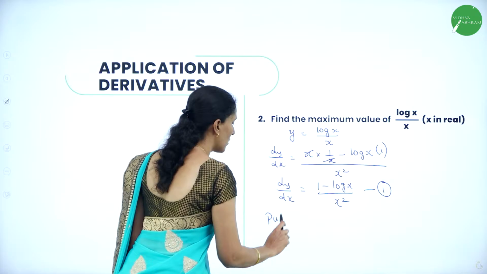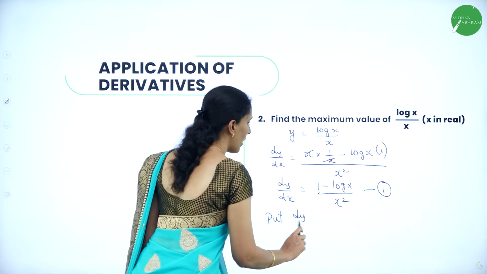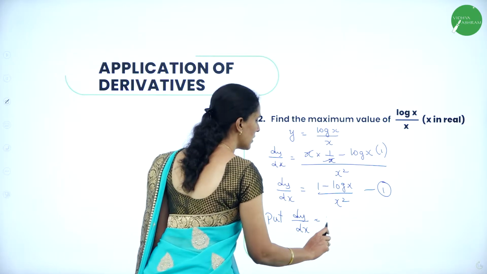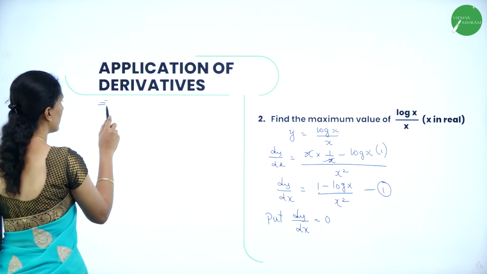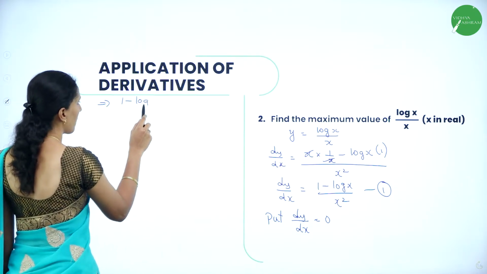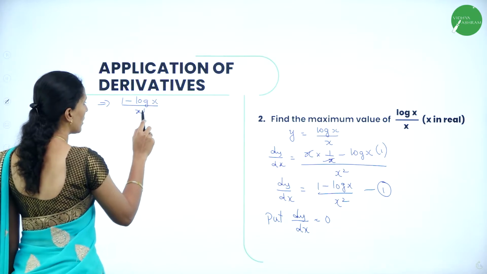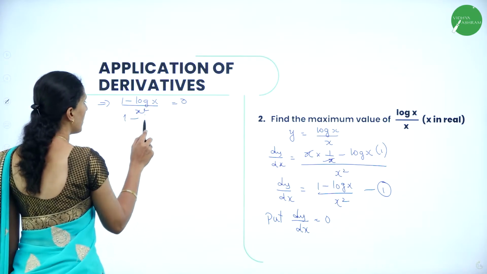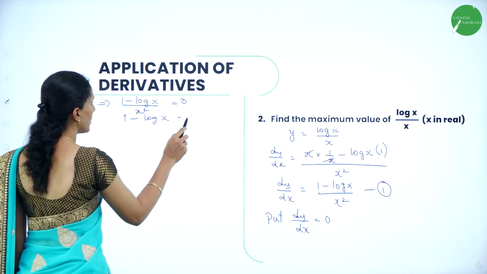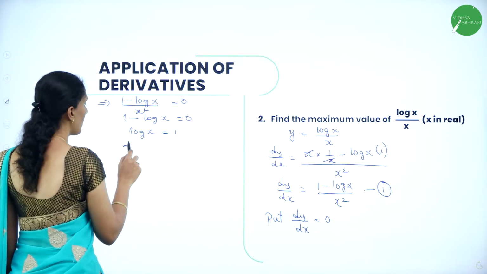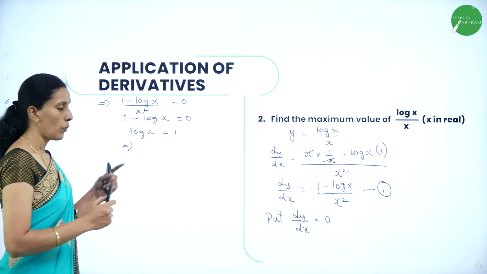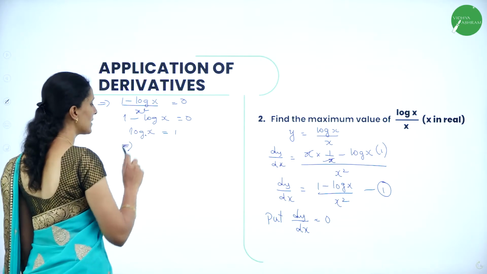Next step is put dy by dx is equal to 0. So, if you put this equal to 0, this implies 1 minus log x by x square is equal to 0. 1 minus log x is equal to 0. Log x is equal to 1. So, this implies, when nothing is given here, the base is exponential.